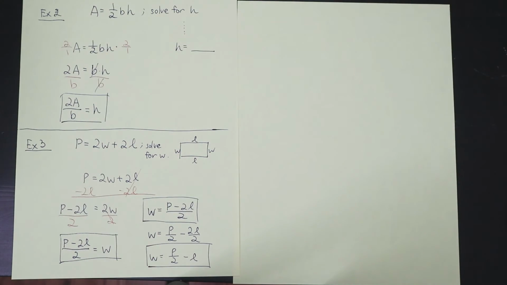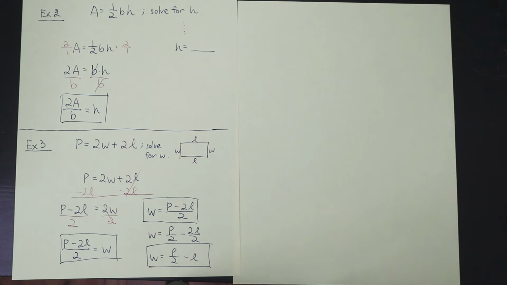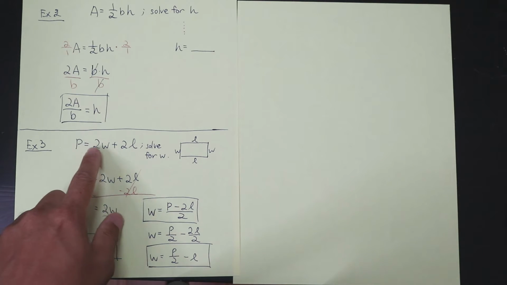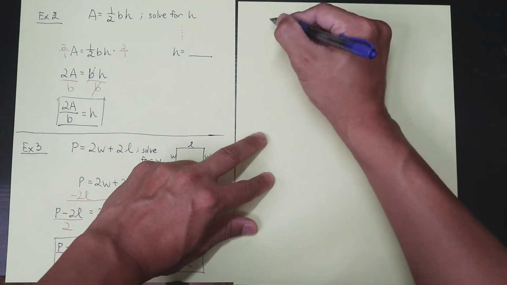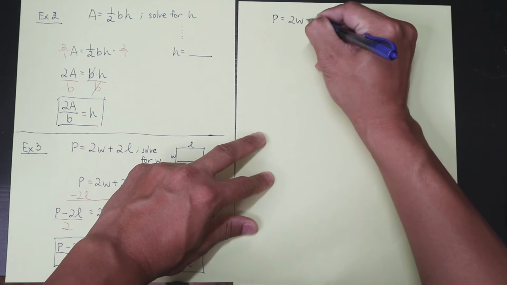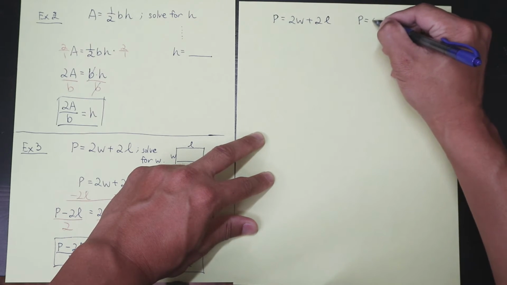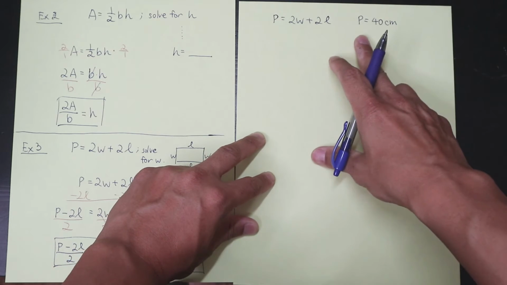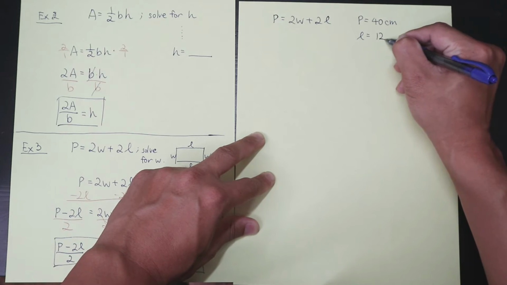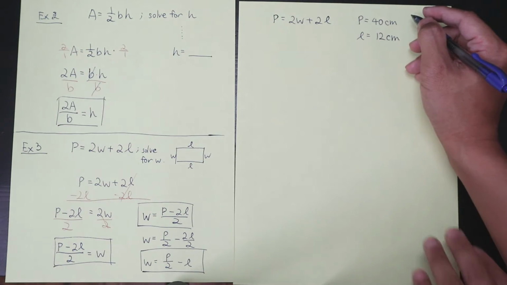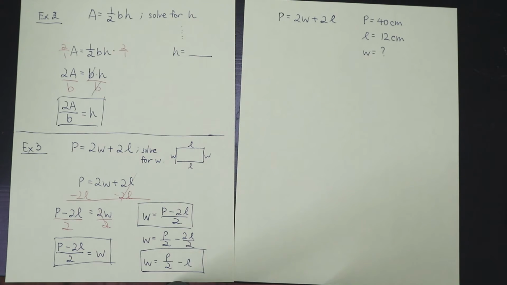Let's actually continue on example 3, because sometimes you will actually know the values of certain variables. Like for example, for this formula, P is equal to 2W plus 2L, right? If I know the perimeter ahead of time, let's assume the perimeter of the rectangle is 40 centimeters, and the length of the rectangle is 12 centimeters. Well, can I ask you to find what is the width of the rectangle? So there's two ways to do it.